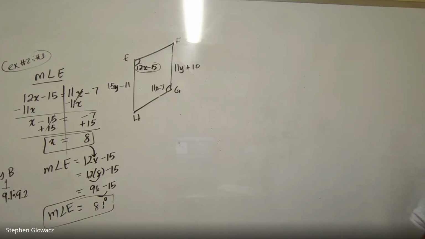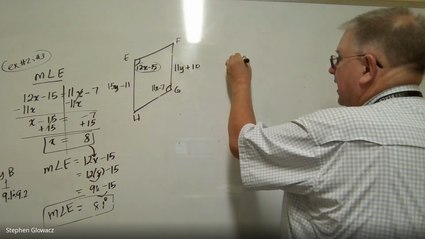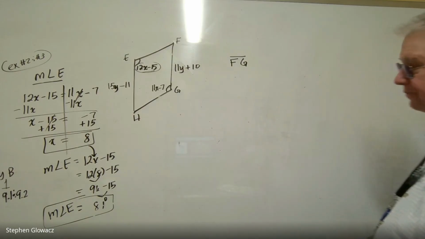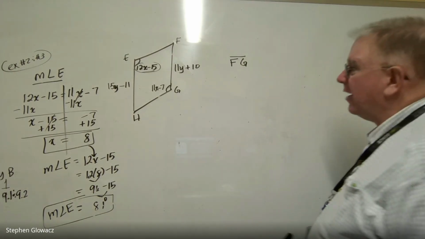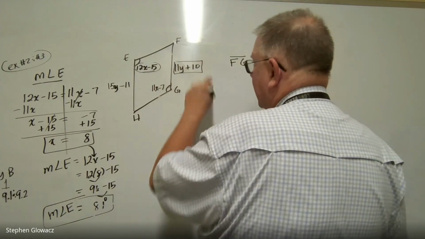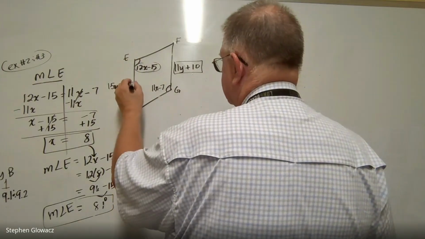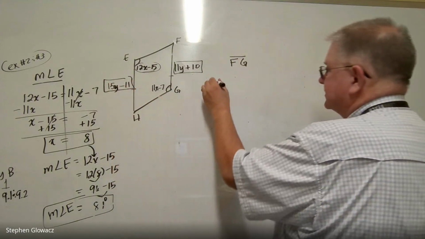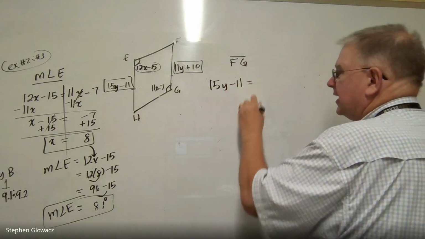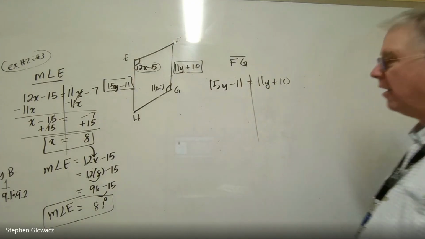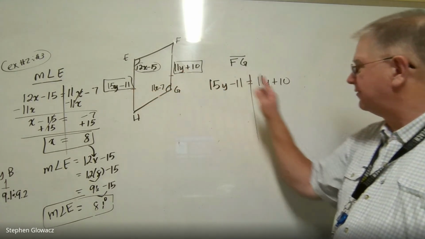Problems 4 and 5, they're going to ask us to find a side length here. And we want to find the length of side FG. And so now, remember in a parallelogram, the opposite sides are congruent. So what side is opposite to FG? That would be EH. And so these sides are congruent. And so that's how we'll set up our equation. 15y minus 11 equals 11y plus 10. All right, so 15y minus 11 equals 11y plus 10.